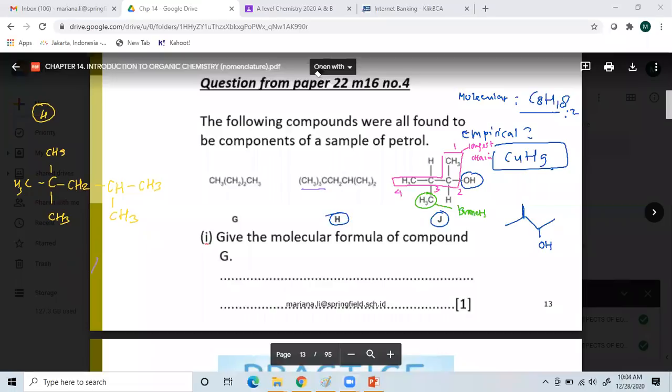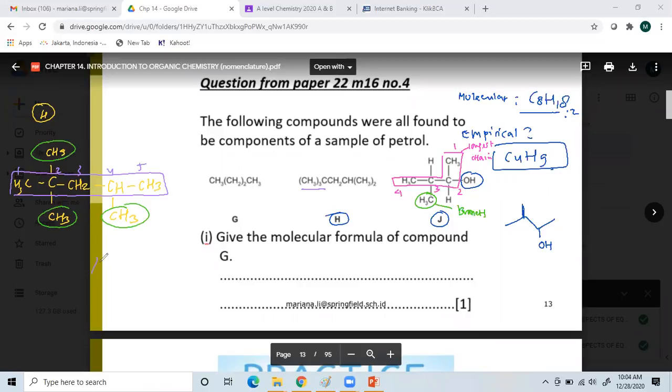Okay, now I would like to count the longest chain. Which one is the longest chain? 1, 2, 3, 4, 5. 1, 2, 3, 4, 5. Okay, so I can choose this as the longest chain. This is carbon number 1, carbon number 2, 3, 4, 5. Okay, so we have how many branches? There are 3 branches here.